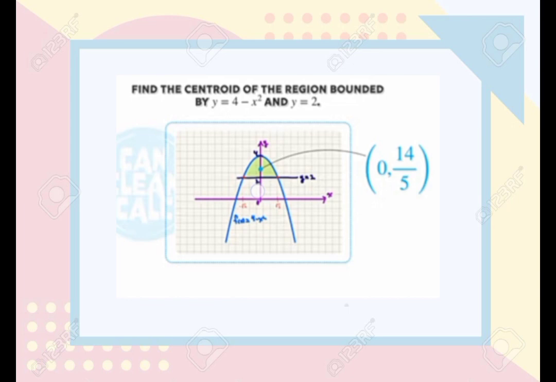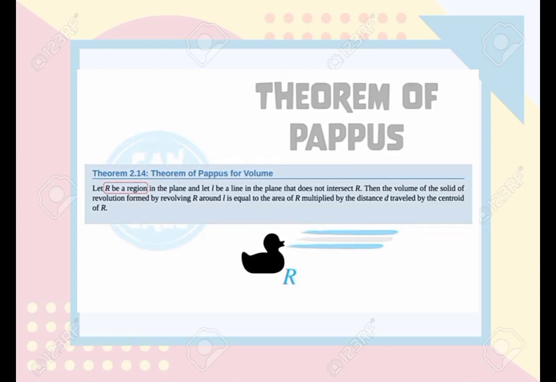The theorem of Pappus requires a region R to be given. Second, we need a line L not intersecting R. The theorem provides a formula for computing the volume of the region R rotated about the line L. The theorem says d times A provides the volume.